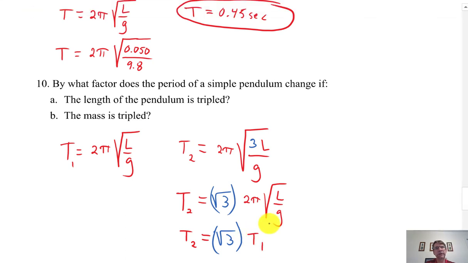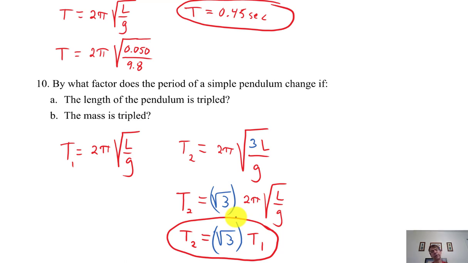All right, so by what factor? It's root 3. Root 3 is the factor. But you can just write it like this. That's a good way to put it. T2 is bigger. The period is bigger for that pendulum. It doesn't ask you about frequency. The other one had, now, if it asks you for the frequency, it would be 1 over that.